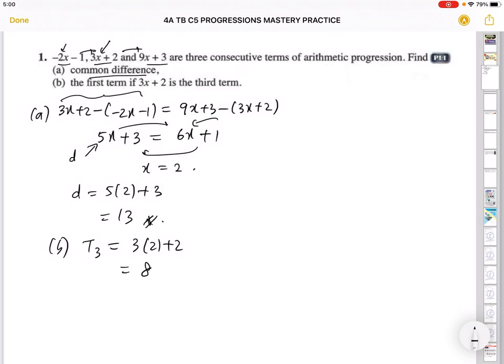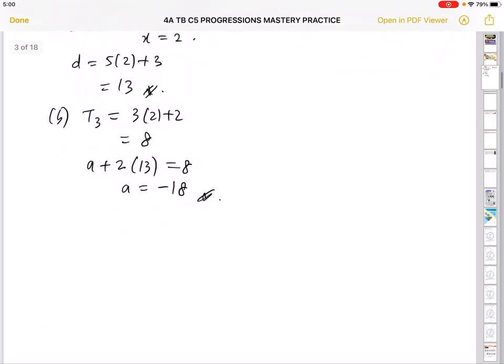So remember, Tn equals a plus n minus 1 d. So T3 is now a, which I do not know the value of, because you're finding the first term. n minus 1 is 2, common difference d is 13, and the result is 8. So we take 8 minus 26, since 3 times 13 is 26. 8 minus 26, a is negative 18. That is question number 1.